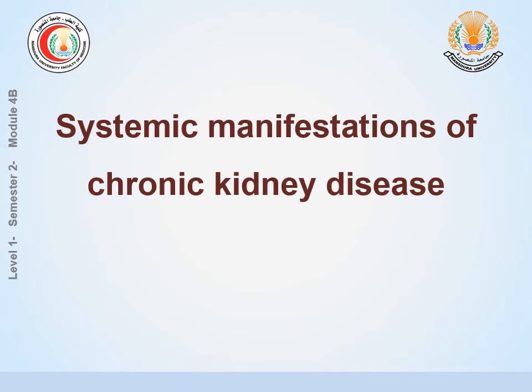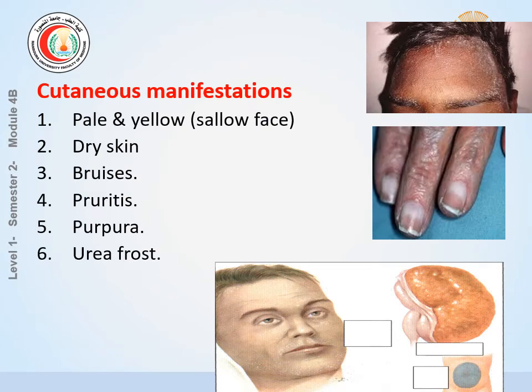What are the systemic manifestations of chronic kidney disease? When the kidney fails, there will be some cutaneous manifestations. The skin will be pale due to the presence of anemia and yellow due to retention of urochrome pigment. There will be dryness of the skin, bruises, itching, urea frost, and sometimes we have this sign in the second picture here. We have half and half nail. There is proximal white nail and distal dark brown nail.